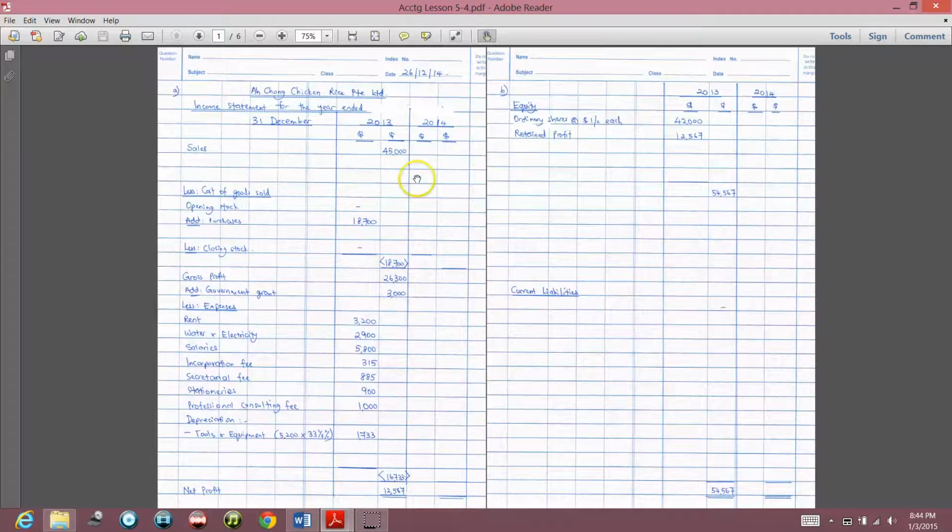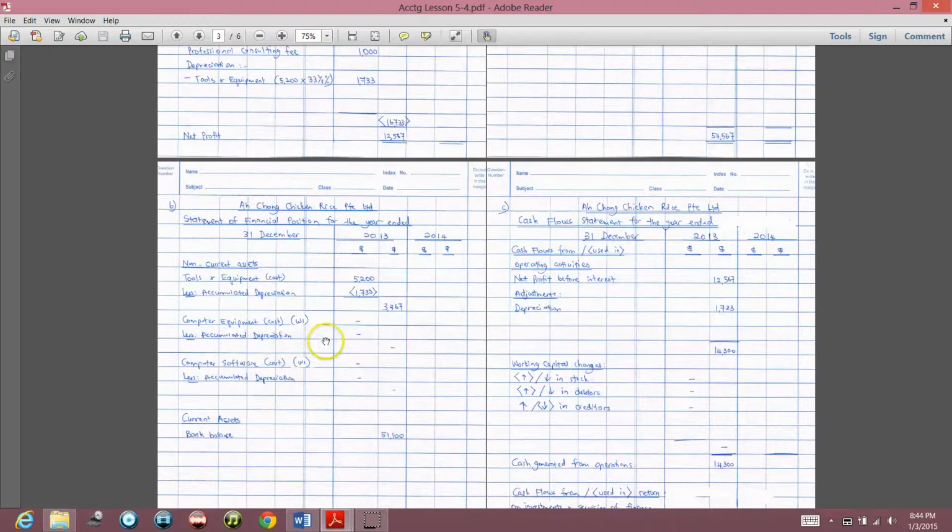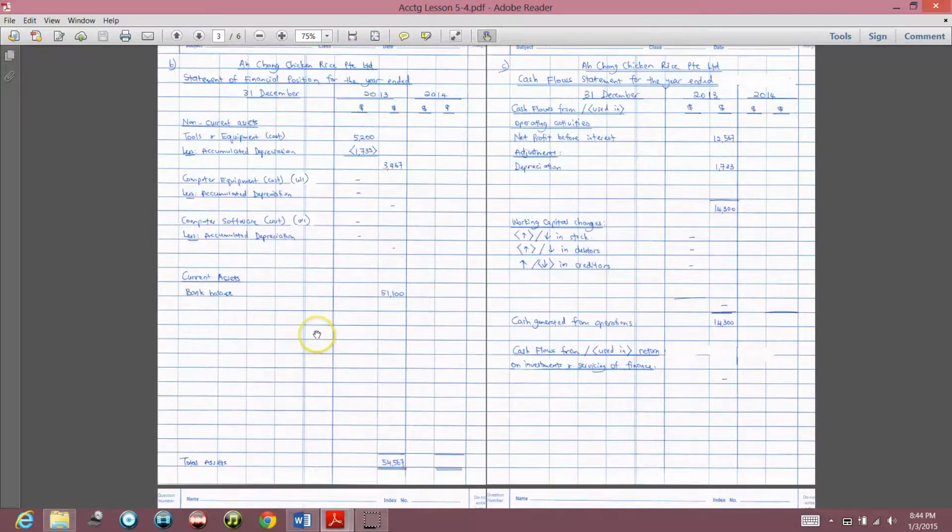So it's not difficult. So here the sale, 45,000, I put here outside. So 45,000 minus 18,700, this is the gross profit, plus the government grant, the revenue receipt, sorry. Then these are my expenses, which I just copy from the question, and this is the total, and I get my net profit. Okay, so this is the balance sheet, the statement of financial position.